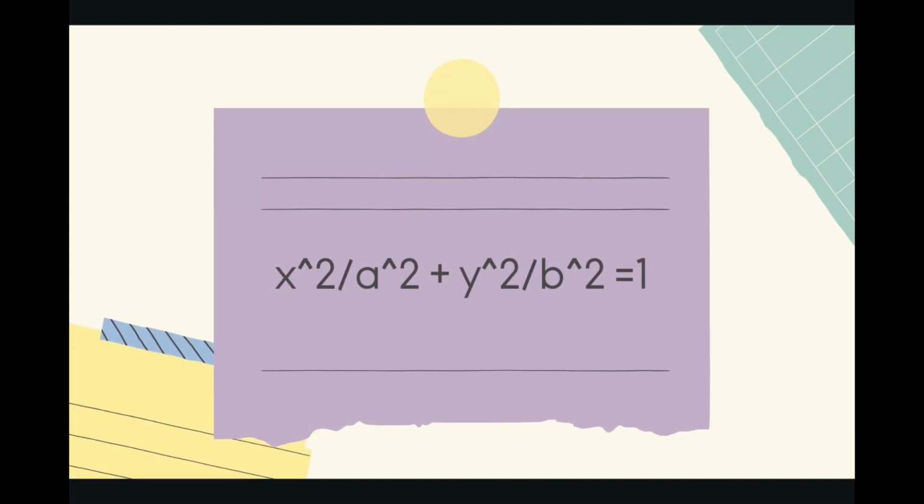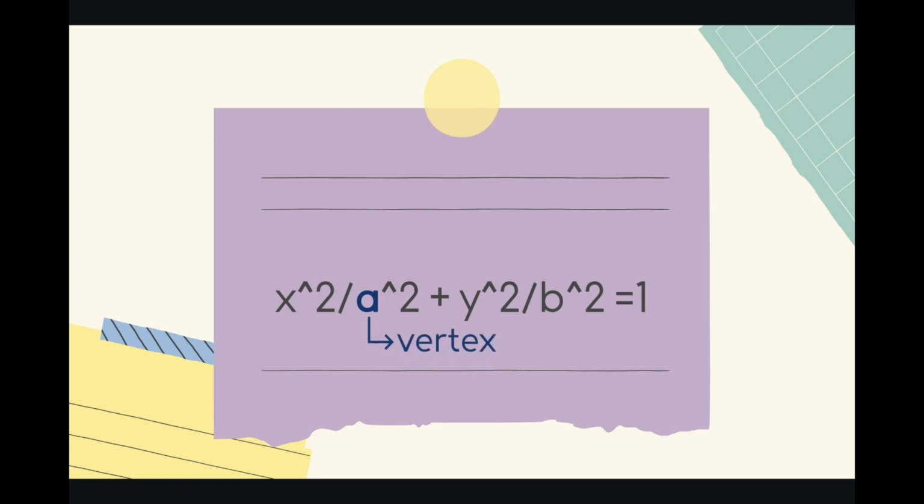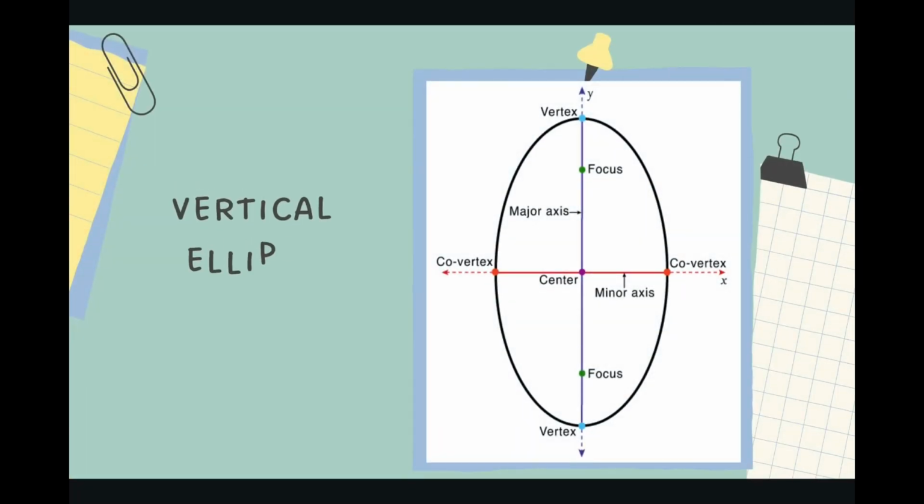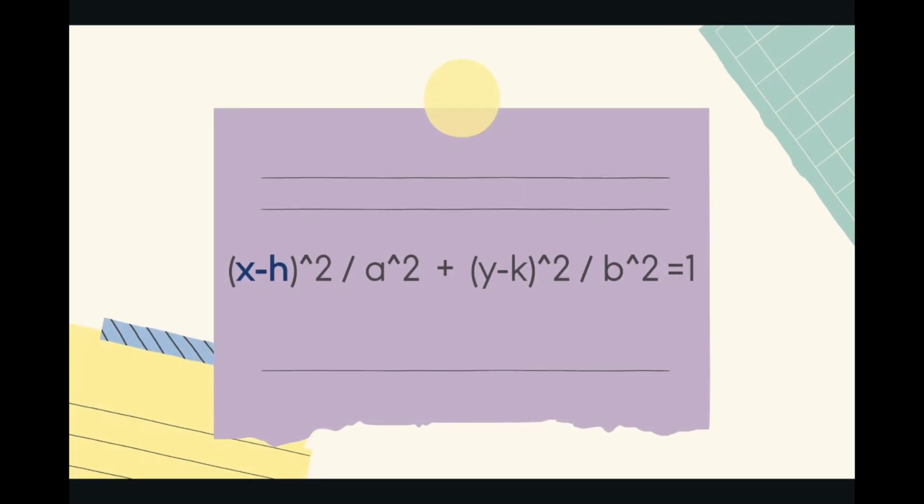An ellipse centered at point (0, 0) can be represented by the equation x squared over a squared plus y squared over b squared equals 1, where a is the distance of a vertex to the center and b is the distance of a covertex to the center. When an ellipse has a vertical major axis, a becomes the denominator of y and b becomes the denominator of x. To move an ellipse h units to the right, subtract h units from x in the standard equation.